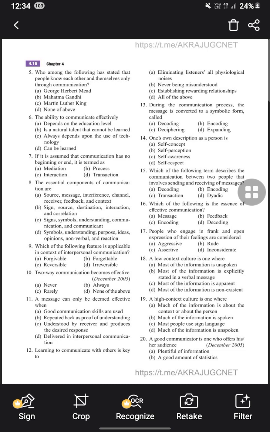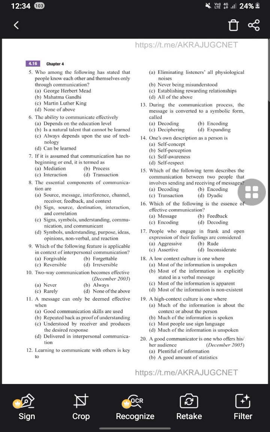Which of the following are applicable contexts of interpersonal communication? Ninth is D, that is irreversible. Two-way communication becomes effective if B is always. A message can only be deemed effective when, eleventh is C, it is understood by the receiver and produces the desirable response. Learning to communicate with others is key to, twelfth is C, establishing rewarding relationships. During the communication process, the message is converted to a symbolic form. Thirteen is B, encoding. One's own description of oneself as a person, fourteen is A, self-concept.